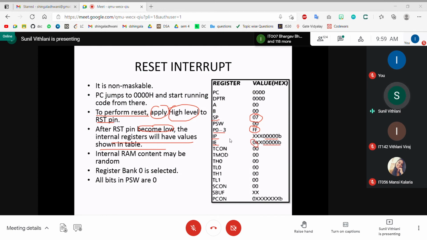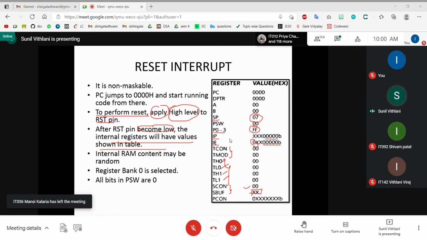So all the interrupts will be disabled. What will be the TCON, TMOD special function registers? Your timers, so this is timer 0 high, low, timer 1 high, low; serial communication, SCON, SBUF. So SBUF will be again don't care, and SCON will be 0. And power control, so the SMOD bit will be 0. So the PCON register will be again 0, and then don't care.